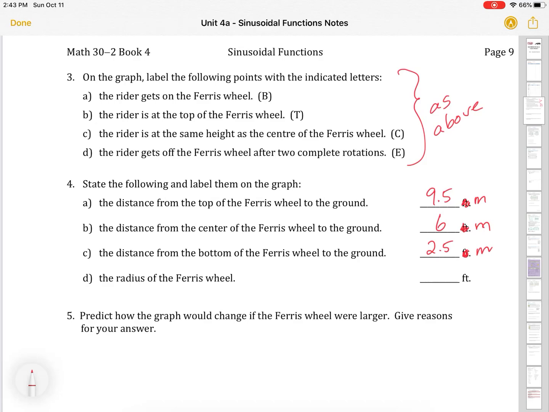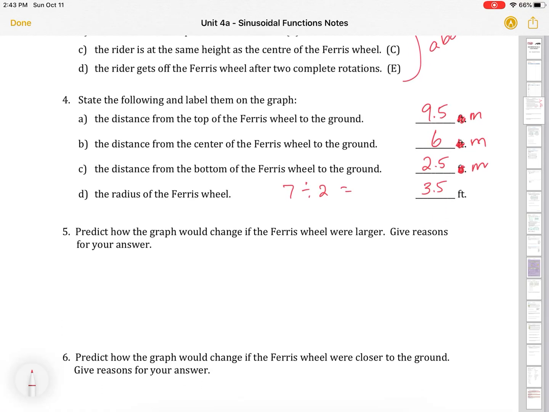And we can kind of figure that out. 9.5 minus 2.5. I think my measurement was off. Because 9.5 minus 2.5, right? That's top to bottom. Is 7. 7 divided by 2 is 3.5. Now, bear in mind, I was dealing with a ruler on here that, as I moved it and changed size, it's probably had a little bit of an impact there, right?